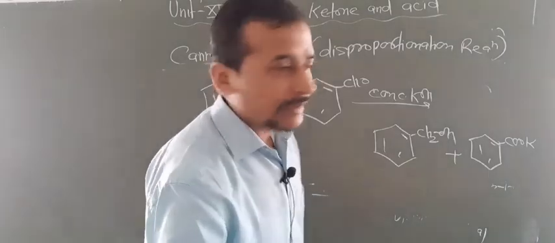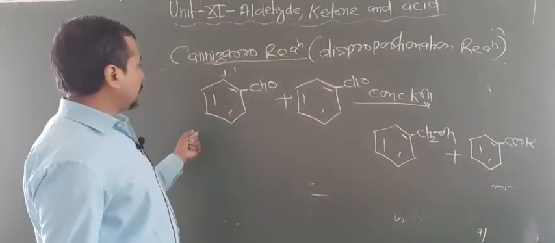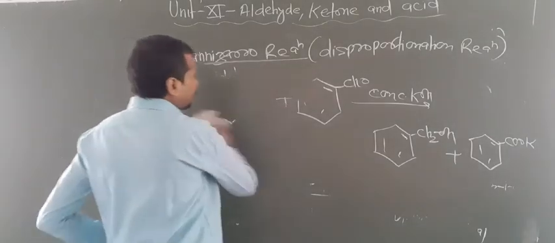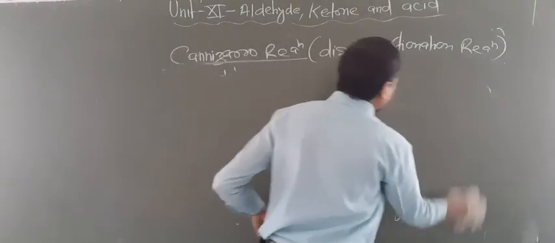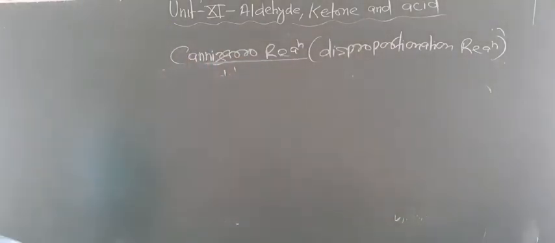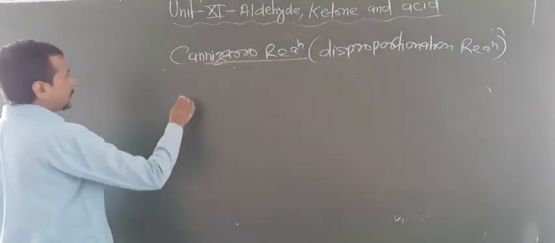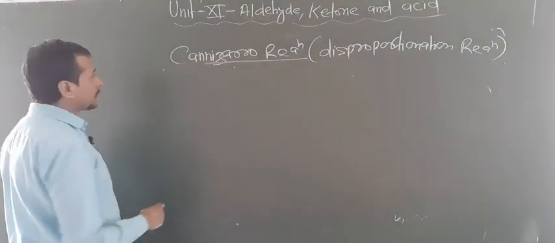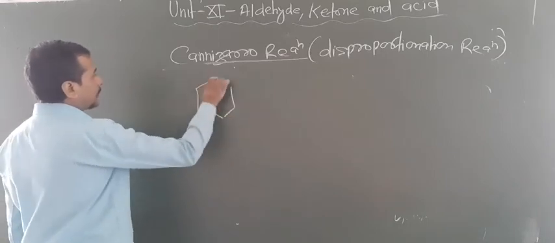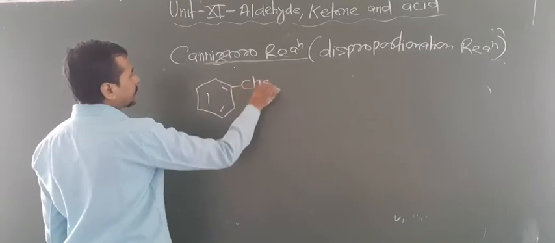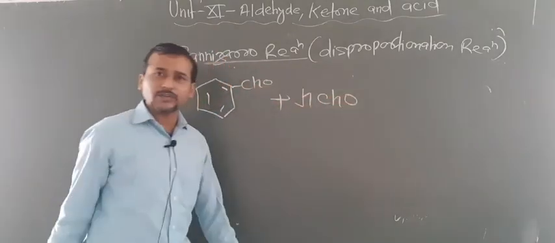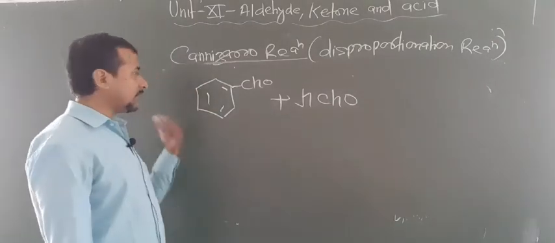So by this way you can convert aldehydes having no alpha H to acid and alcohol by using the Cannizzaro reaction. This is also known as simple Cannizzaro. If two different types of aldehydes are taken, this is known as cross Cannizzaro, just like cross aldol reactions. Here two different aldehydes having no alpha H are taken. One is formaldehyde and one is benzaldehyde.